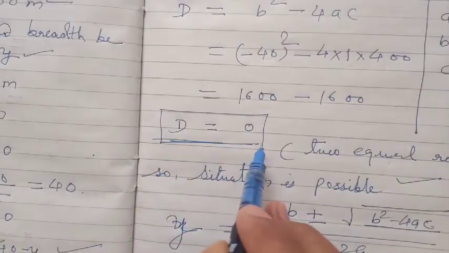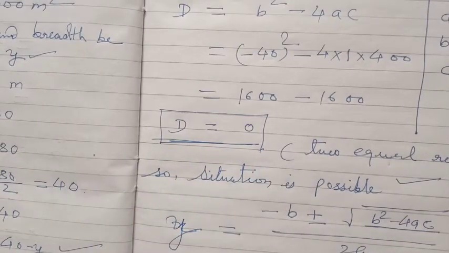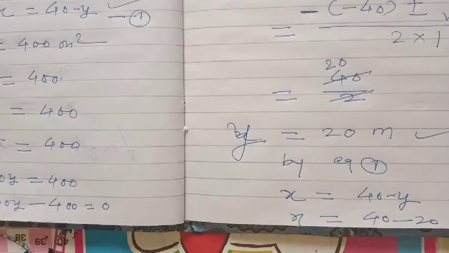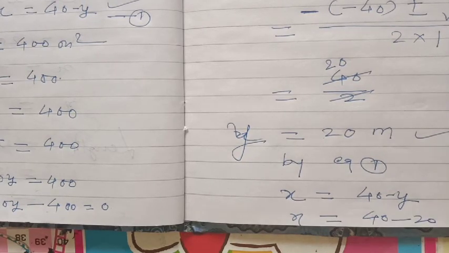But it was already decided by the value of D being equal to 0. It means roots are equal. Roots exist, but both roots will be equal. So you can write directly length and breadth are equal, and that is 20 meter. So y is equal to 20 meter and x is equal to 20 meter.